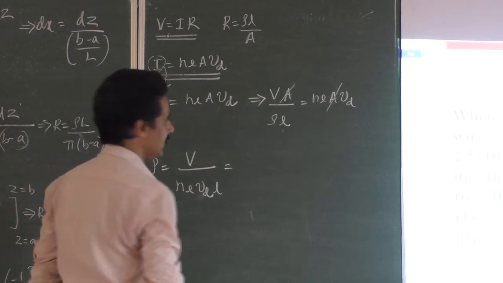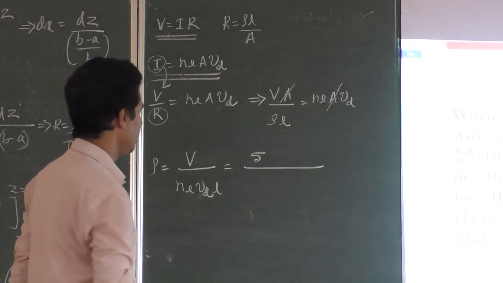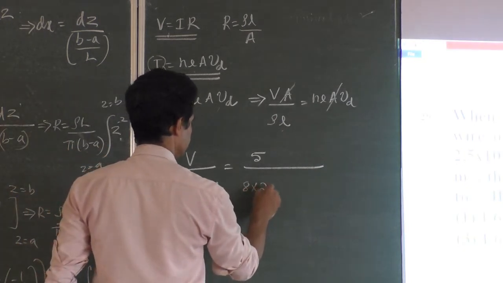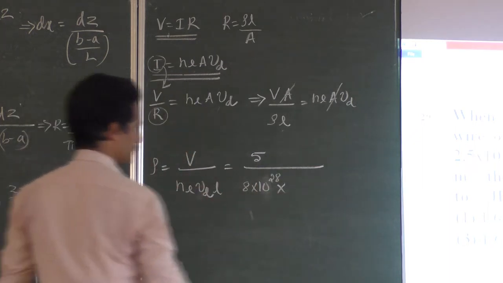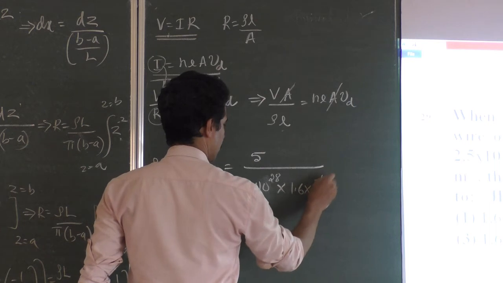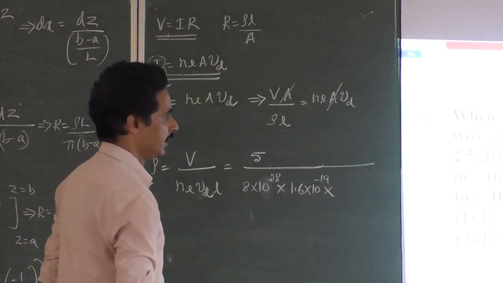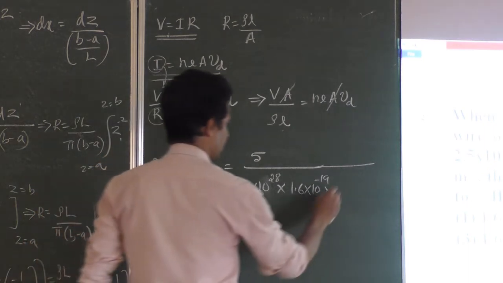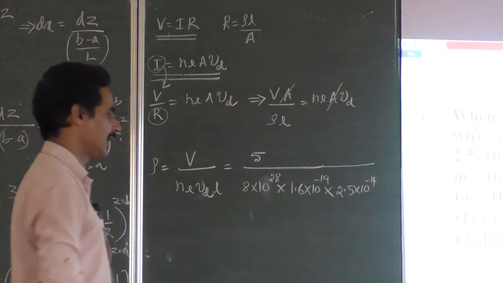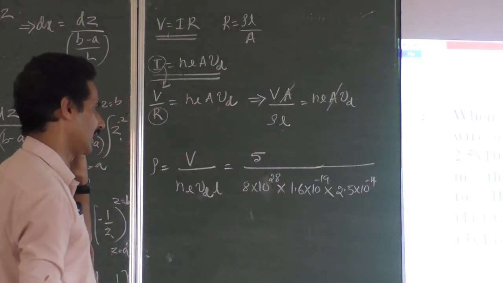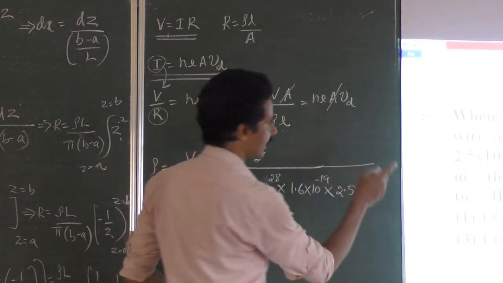Okay, so what is V? V is 5. Only substitution now. N, number of electrons per meter cube, 8 into 10 to the power 28, into charge of electron 1.6 into 10 to the power minus 19 coulombs, into drift velocity. What is the drift velocity given? Drift velocity is 2.5 into 10 to the power minus 4. You see how slow it is. Electrons are very slow, moving very slowly inside metals, because they will collide and lose the energy. Velocity is very less, 2.5 into 10 to the power minus 4. Length of the conductor is 0.1.